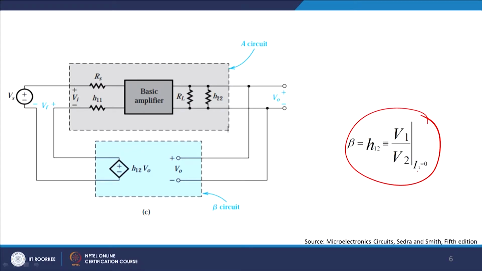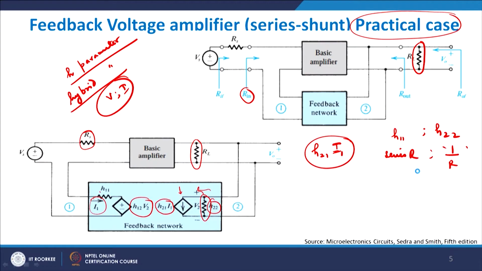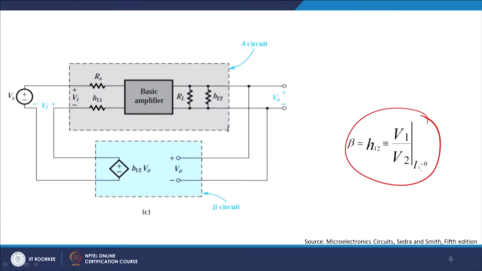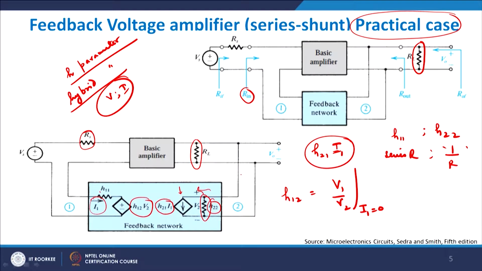With this knowledge, we can safely write down that H21 is nothing but V1 by V2 with I1 equals 0. What is H12 therefore? H12 I am referring to as V1 by V2 with I1 equals 0, or I1 is open. I1 equals 0 primarily means that you are opening the input side, and that is pretty important. So your input side is open, in this case this is the input side and this is considered to be open.